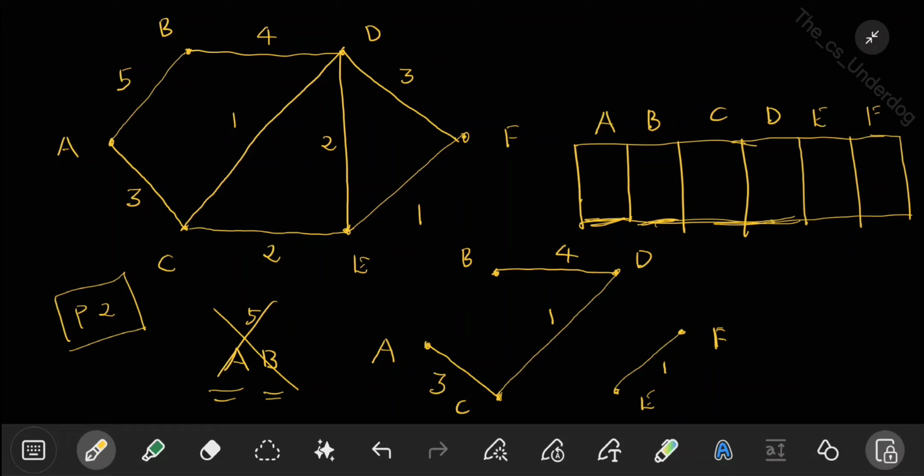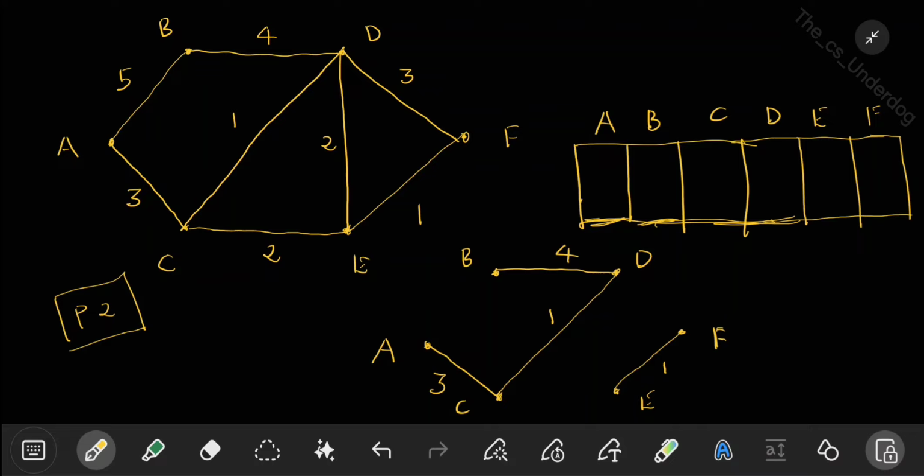In this case, because both A and B are from the same component, the representative element of A as well as the representative element of B will be the same. Whenever the representative elements of both vertices are the same, you should understand that if you add this edge, it will form a cycle, and because of that, you should not add this edge. So because of this, AB is ignored.